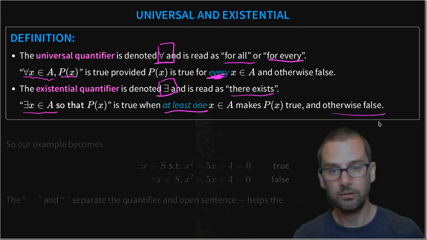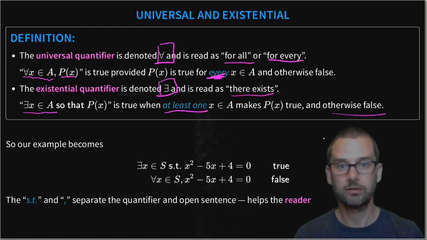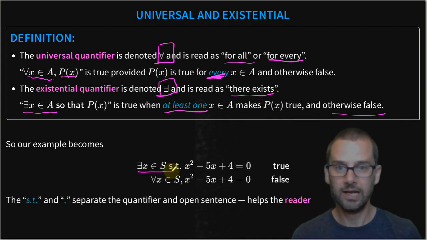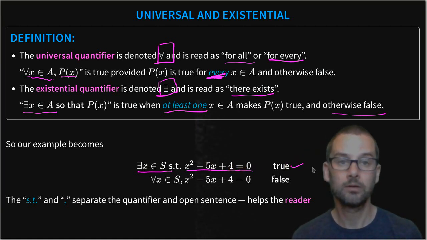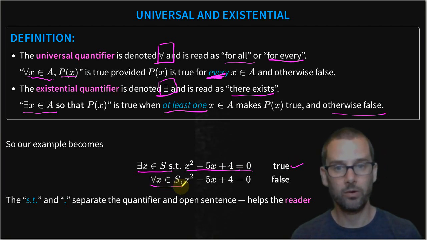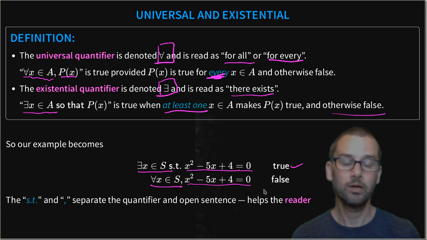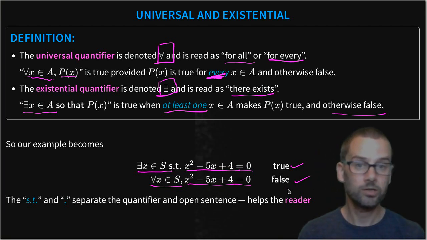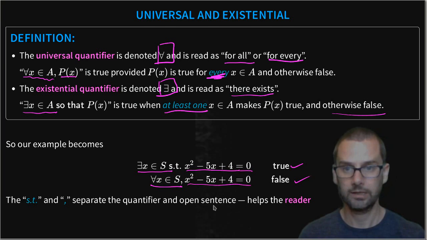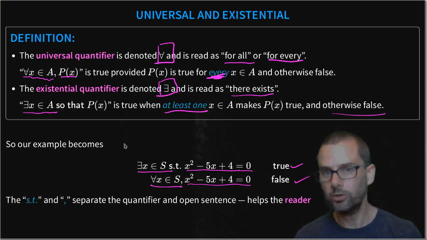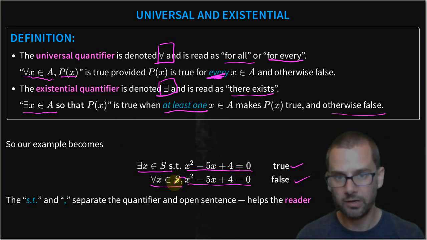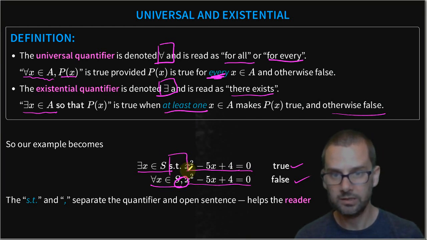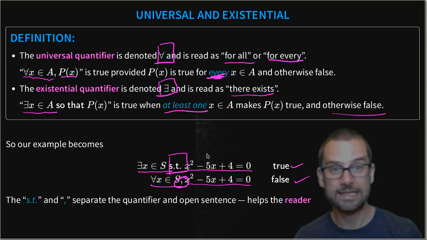So our example from the previous slide becomes the following. There exists x in A such that x squared minus 5x plus 4 is 0. That's a true statement. On the other hand, if we say for all x pulled from this set S, x squared minus 5x plus 4 is 0, we know that to be a false statement because it's not true for every single x. Now notice we have a little bit of punctuation in here. We have a comma and we have this such that, s.t.